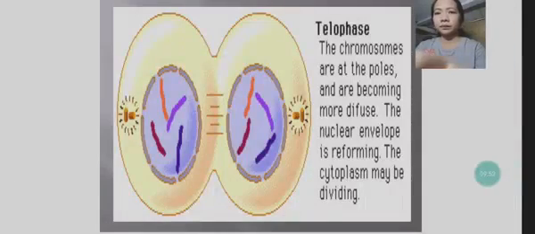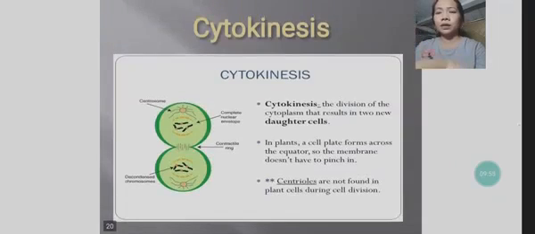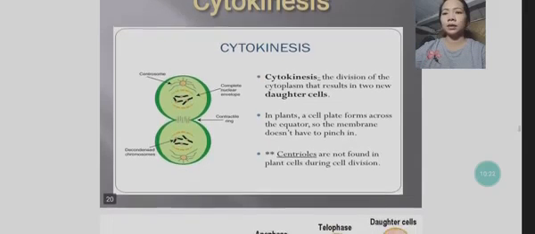Okay, this is what cytokinesis is. Each round has a cytokinesis. Cytokinesis marks that the process is already completed. Cytokinesis is the division of the cytoplasm that results in new daughter cells. Okay, we have a different process in plants and in animal cells.